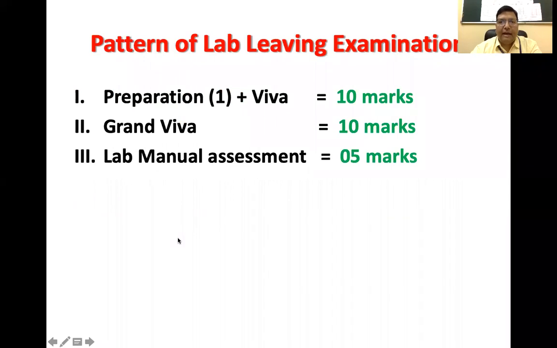The pattern of lab leaving for your examination is that you have to prepare one preparation. You will have the viva for that preparation, 10 marks. You will have a grand viva of 10 marks, and then lab manual assessment of 5 marks, that means 25 marks. And it is a very scoring part of your pre-prof as well as your prof examination. Everyone has to give lab tests in pharmacy. So it is a very important lab as far as your prof and pre-prof examinations are concerned.